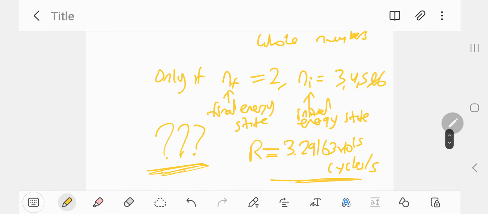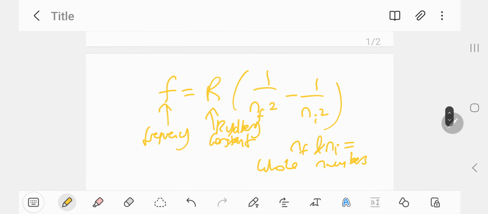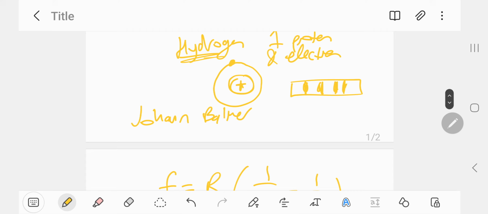So to summarize, Balmer came up with a formula to successfully explain the observed frequencies of emission spectra.